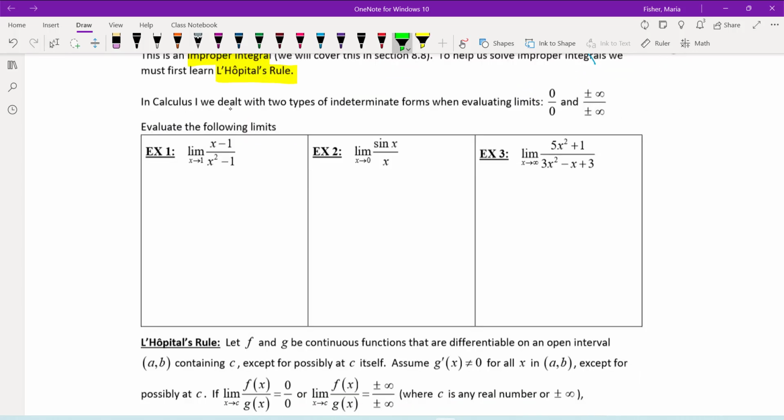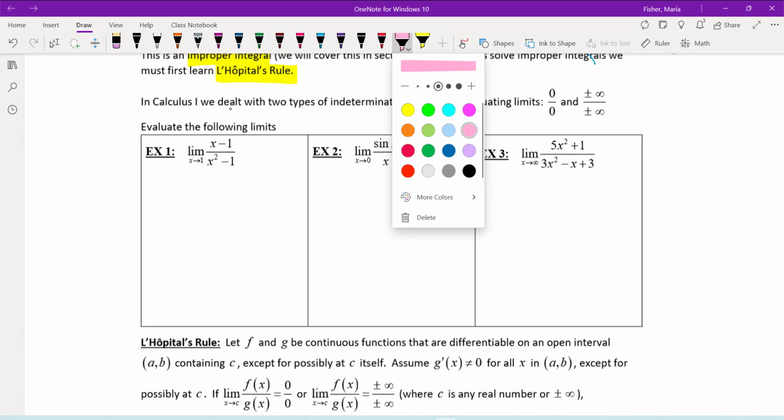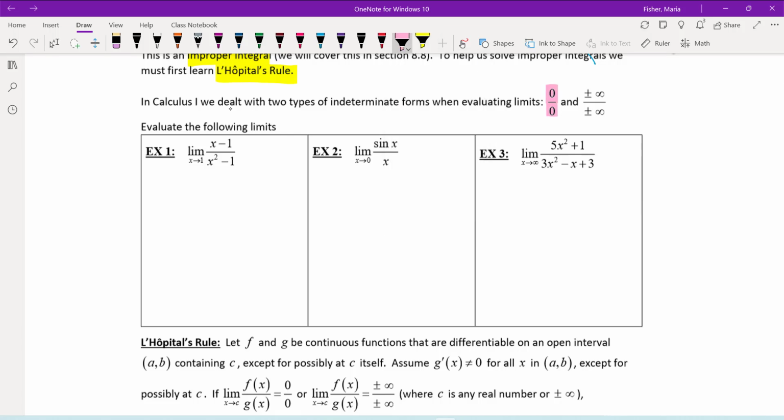In Calculus 1, we dealt with two different types of indeterminate form, those that are 0 over 0 and plus or minus infinity over plus or minus infinity. If we had, let's say, the following three limits in Calculus 1, we know that anytime we deal with limits, the first thing we do is direct substitution. So here I'd substitute a 1 in place of my x's, and I'd have 1 minus 1 over 1 squared minus 1, which is 0 over 0.